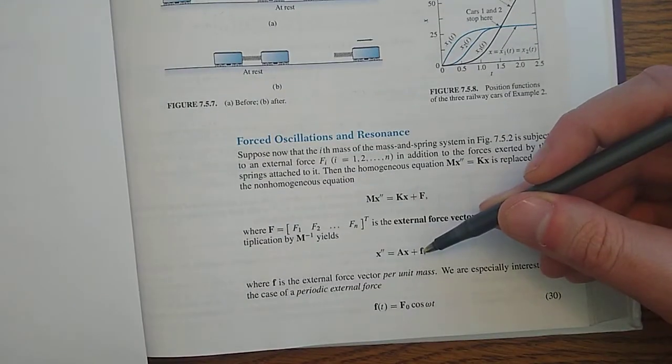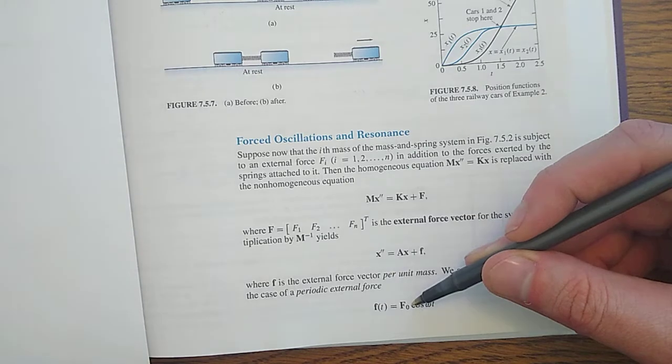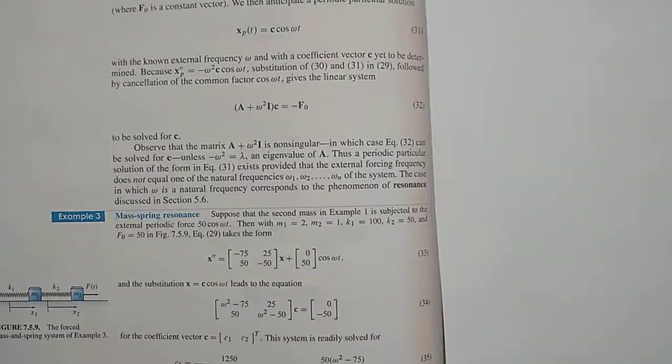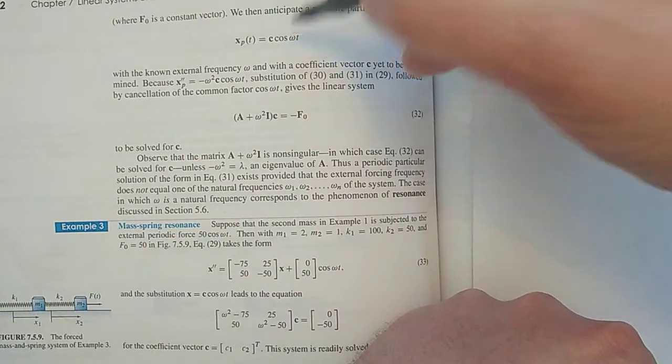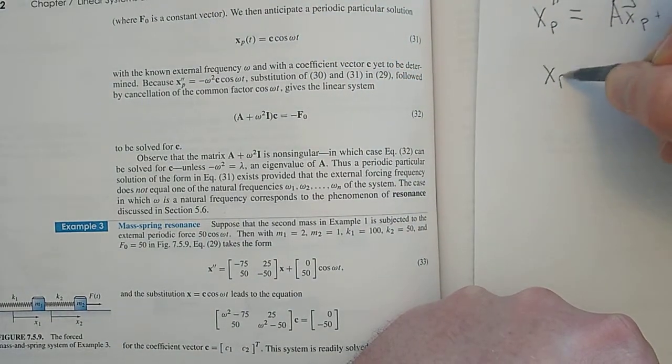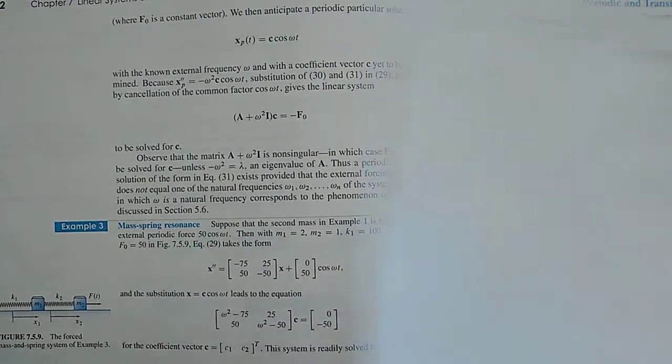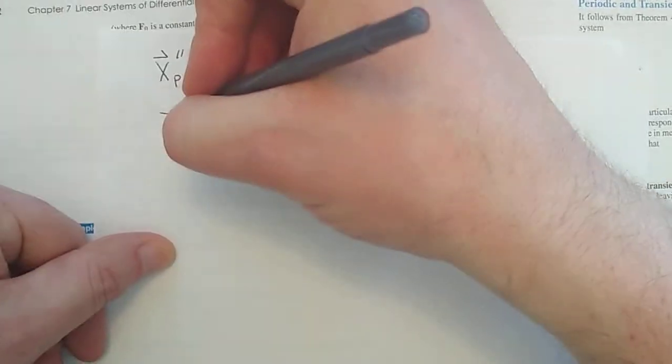Where little f is actually this. So let me write that instead: F naught cosine omega t. So that's the equation, and we are plugging in this. So xp double prime, actually let me put vectors on everything that's a vector.